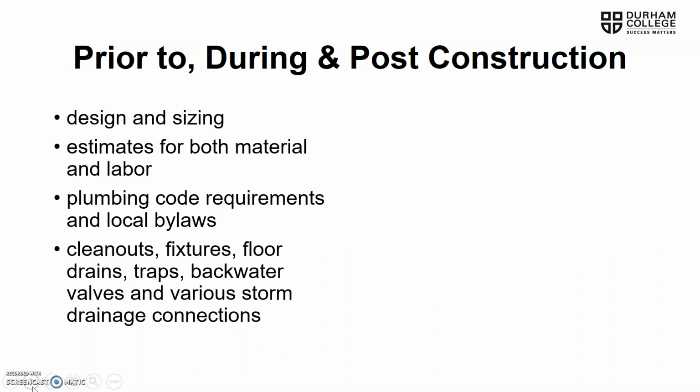As mentioned before, on the drawing, we can start to also label or draw into our drawing all the different things we're going to need in that insulation in the drain plan. So it could be cleanouts, fixtures, floor drains, traps, any backwater valves, and various storm drainage connections. So we can start to apply all the things that we're going to need, not just the pipe material, but any other fittings or fixtures that we're going to be putting in place. And we can label those, put those on the drawing.